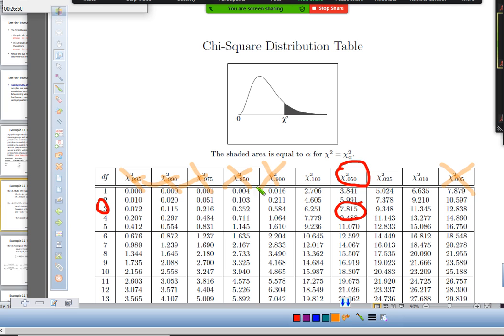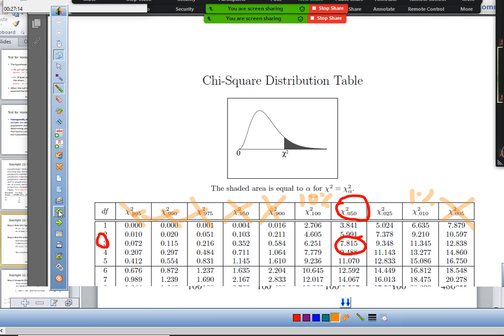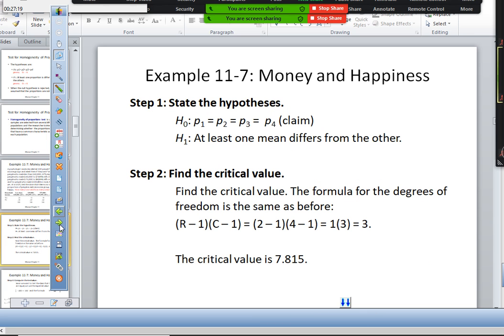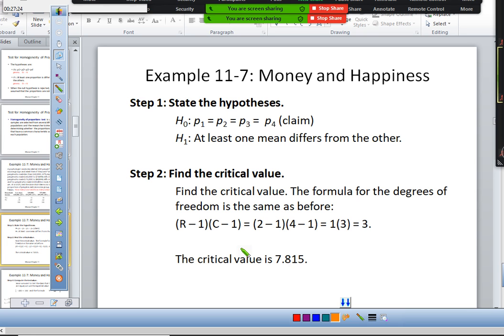So then you don't have to worry about confusing yourselves and you can just focus on the rows you're going to need. Especially, if you want to write 1% here, and 10% here, that's a great idea as well. Just so you keep those two straight because these two get mixed up all the time. And you don't want that issue on the final. Okay, great. So my critical value is 7.814.